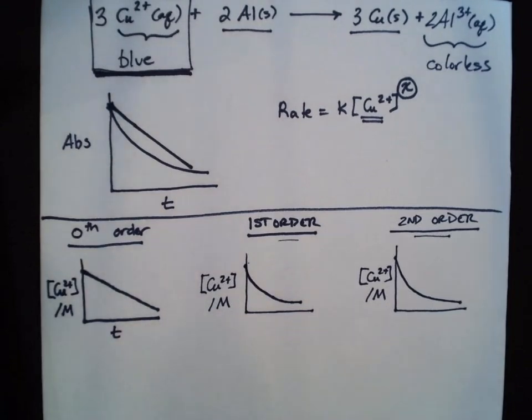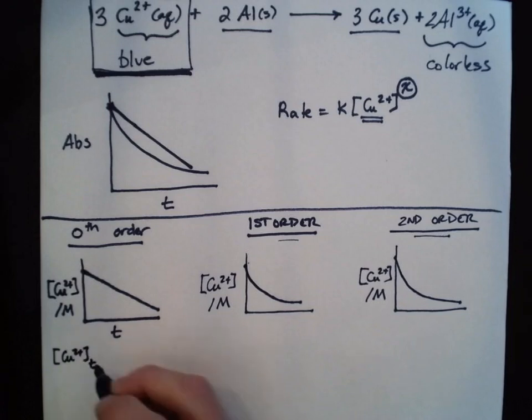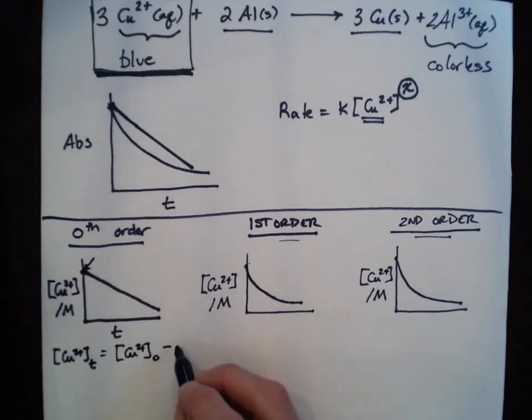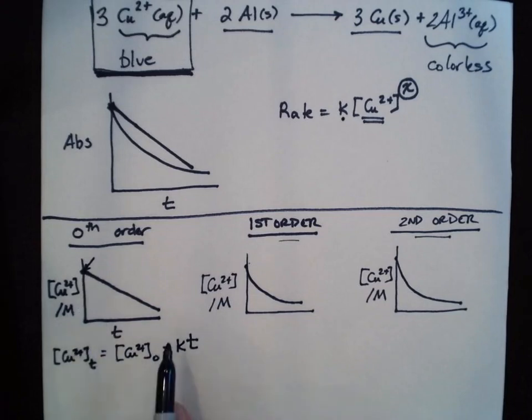Here are the equations for each of the various processes. In 0th order, what we'd see is the concentration of our copper with time is going to be equal to the original concentration of copper. That's this point right here. That's our original point at time 0. That's why we put a 0 here. Minus the rate constant for the reaction times time. That's this rate constant. Just a linear decay.